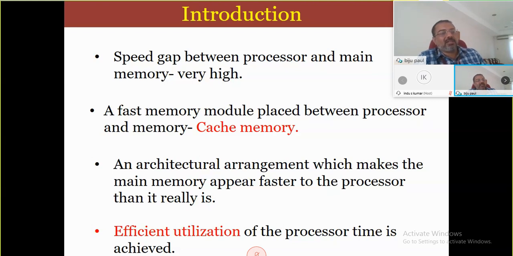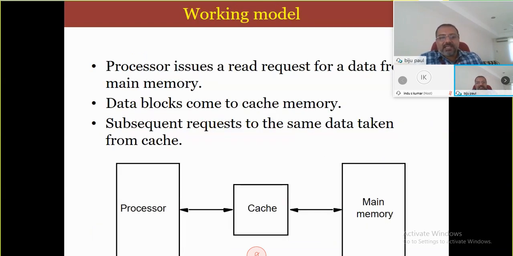So the architecture introduced cache memory between primary memory RAM and the processor. Whatever the processor needs, it takes from the cache memory. Cache memory operates almost at par with the speed of the processor. So the cache memory is placed between the processor and the main memory. This is an efficient utilization of the processor's time. Going to the next slide, this diagram shows where the cache memory is located. After the main memory comes the secondary memory, that is the hard disk and so on.